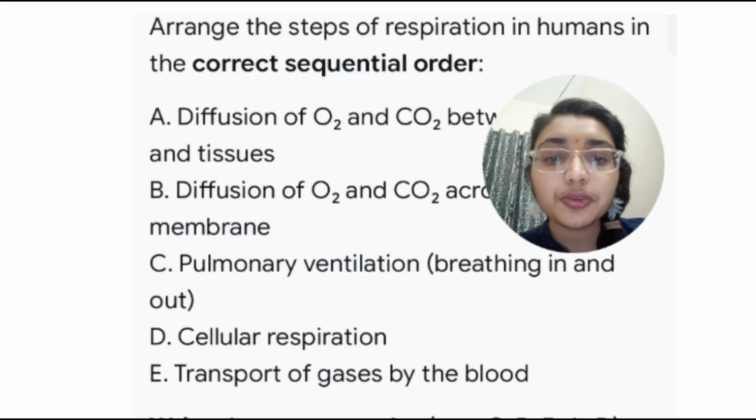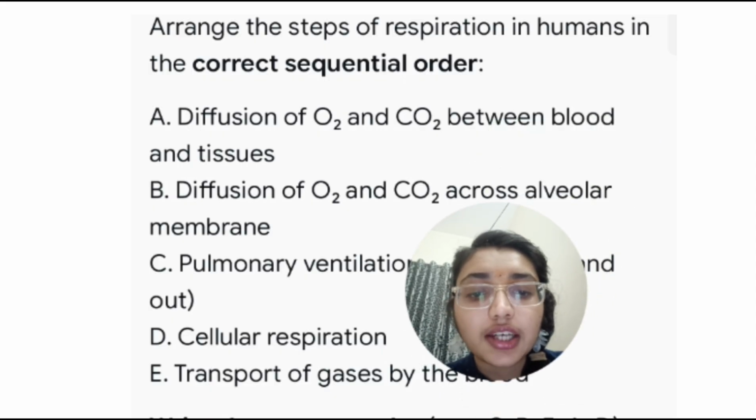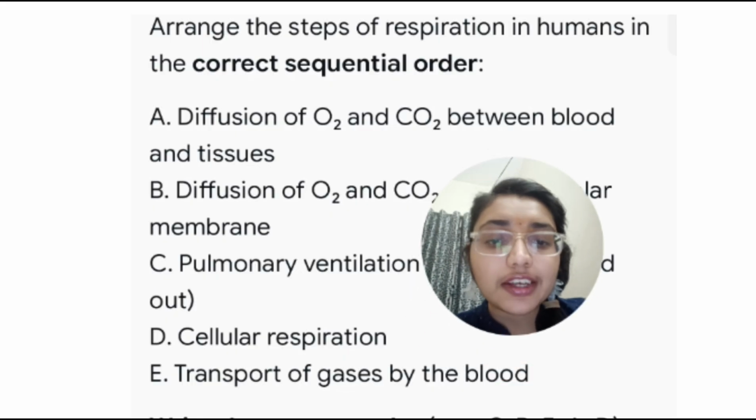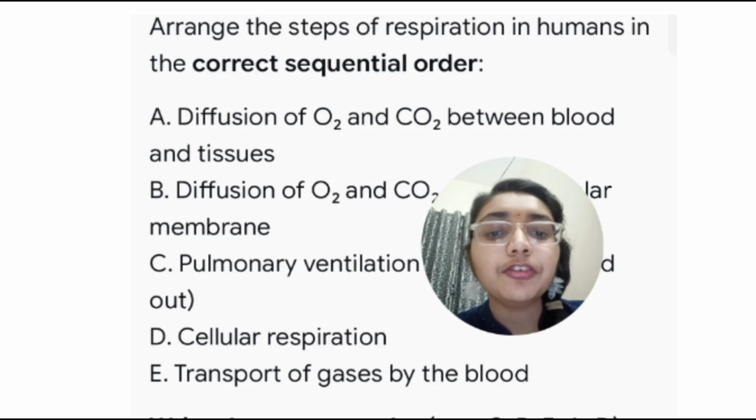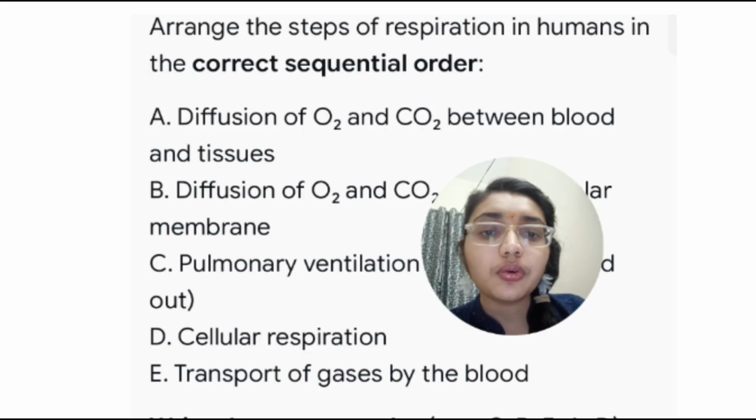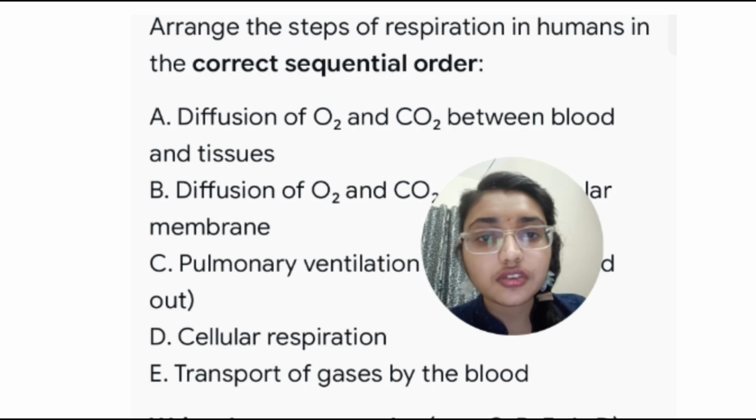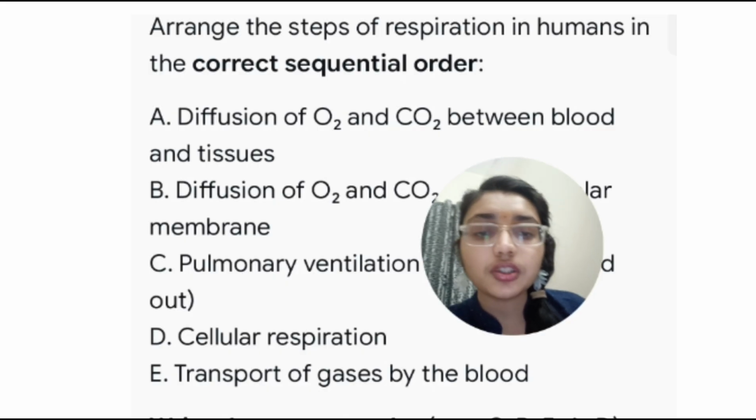So here the correct sequence is first pulmonary ventilation, that is breathing in and breathing out. After that, the diffusion of O2 and CO2 across the alveolar membrane, and after that, the transport of gases by the blood, and after the transport of gases by the blood, the diffusion of O2 and CO2 between the blood and tissue, because after the gas is transferred by the blood, there is a diffusion occurring between the blood and tissues, and after that the cellular respiration occurs. So this is the sequence, that is C, B, then E, A and D. So this is the correct sequence.